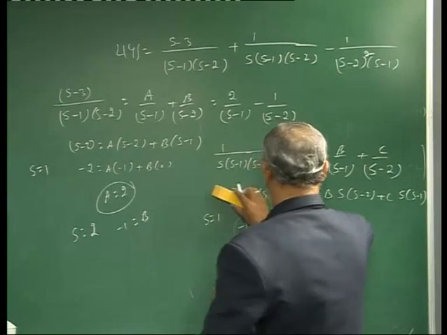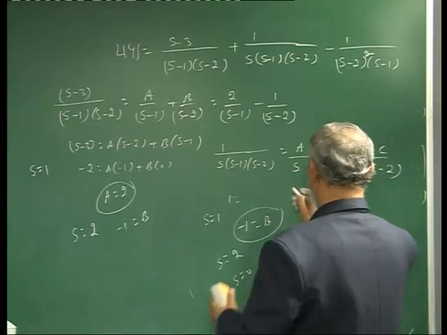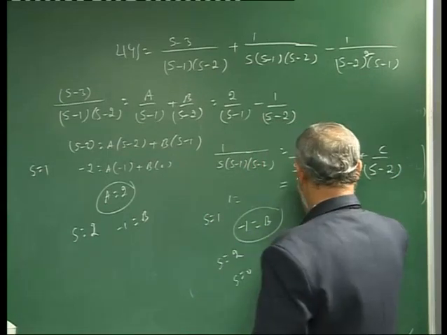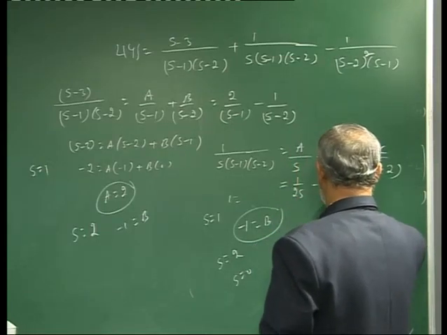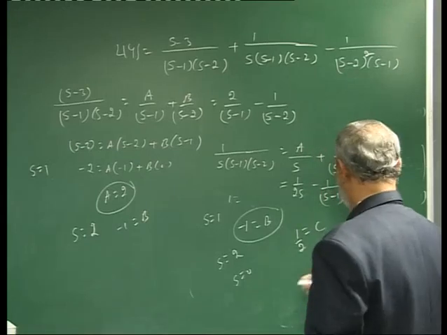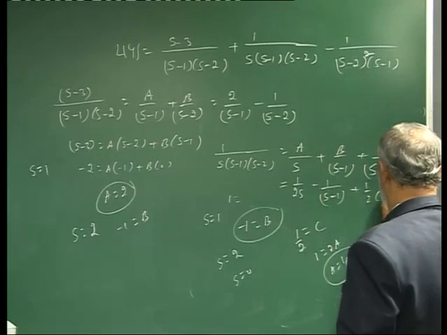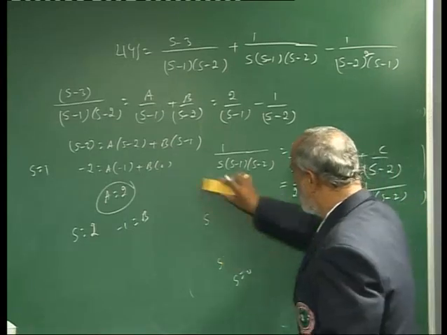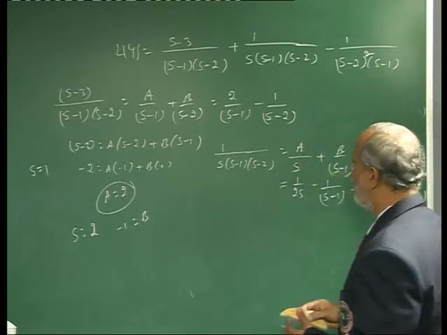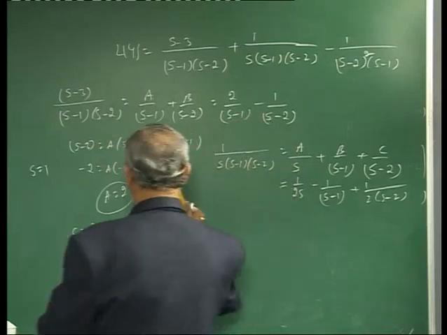Here a value is 1 by 2 into s, b value is minus 1 by (s minus 1), c value is plus 1 by 2 into (s minus 2), this is the value. Now, you can again solve the third term by partial fractions. What do you get here?